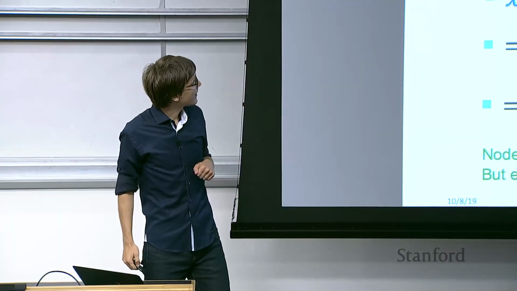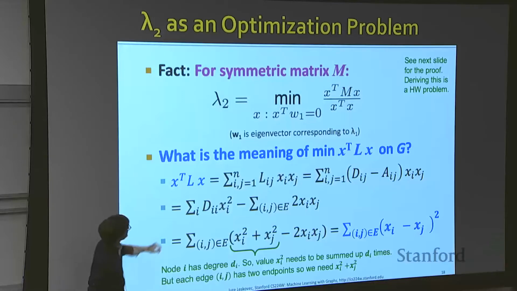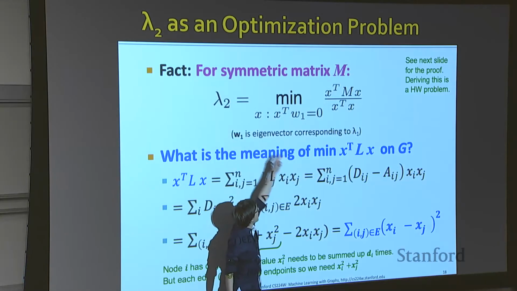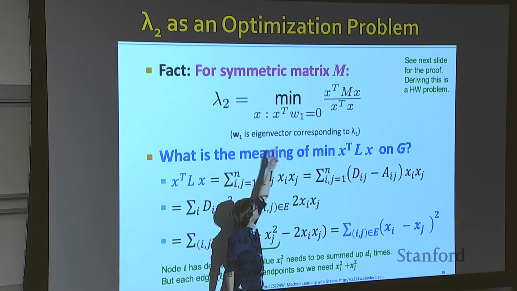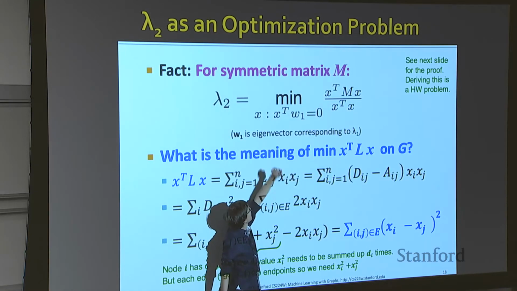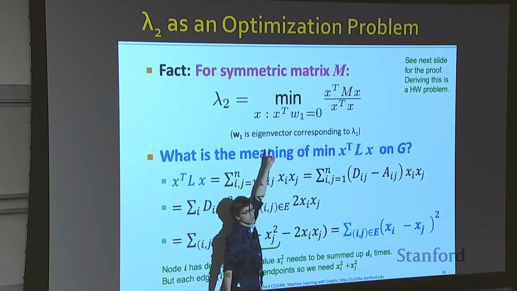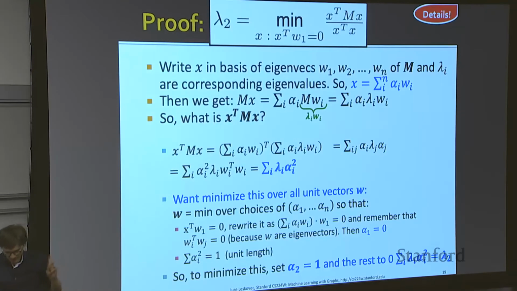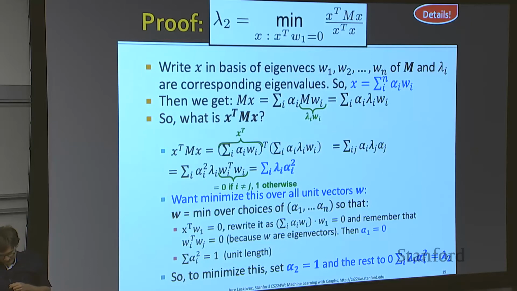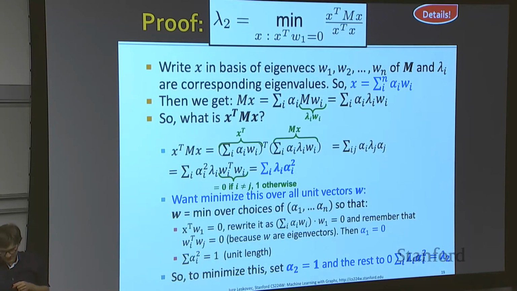What I'm again skipping is the fact of why the second eigenvalue is the solution to this particular minimization problem, and why the second eigenvector is the solution of this minimization problem. So that's the proof here. Please check it yourself. Okay, this is the reason why.